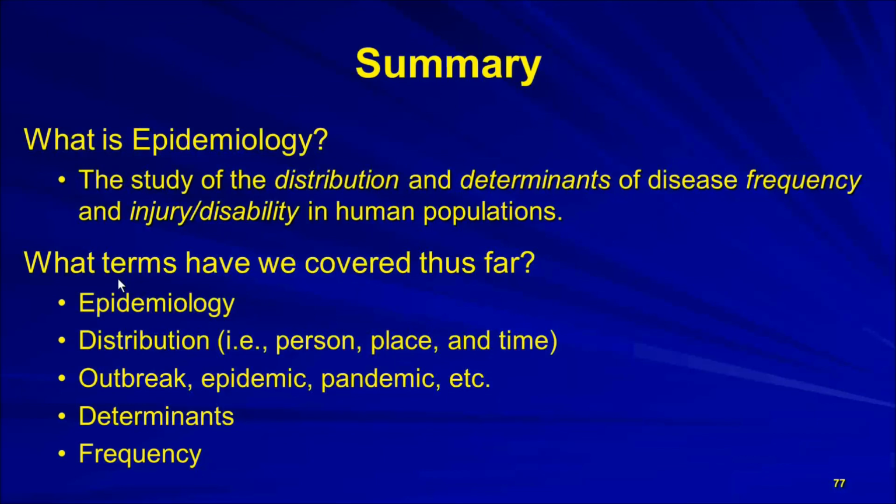Okay, so what terms have we covered? We've covered epidemiology, distribution, outbreak, epidemic, and pandemics, determinants, and frequency, and at this point you ought to have a pretty good idea about how all of these go together.